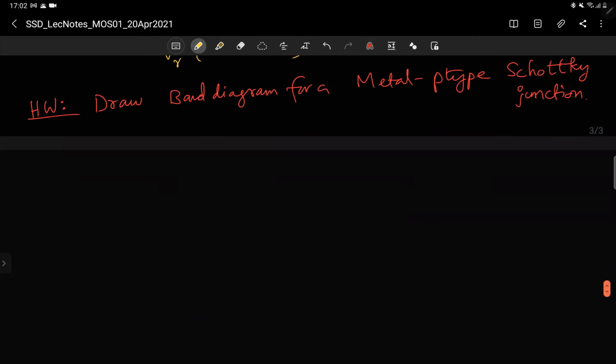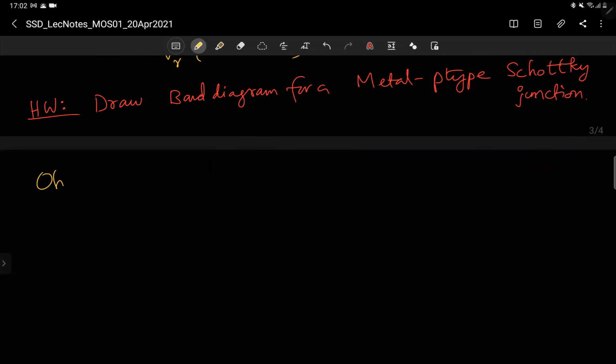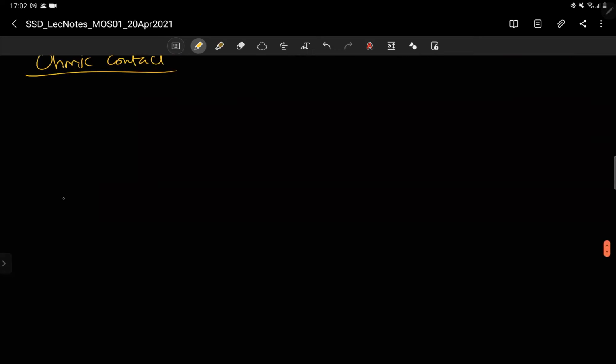One word about ohmic contact I just want to add. Ohmic contact is something not easily done. So you see that the band diagram is something like this, right? EF is here. For a Schottky contact, it is like this. So EC is like this. I'll just draw.